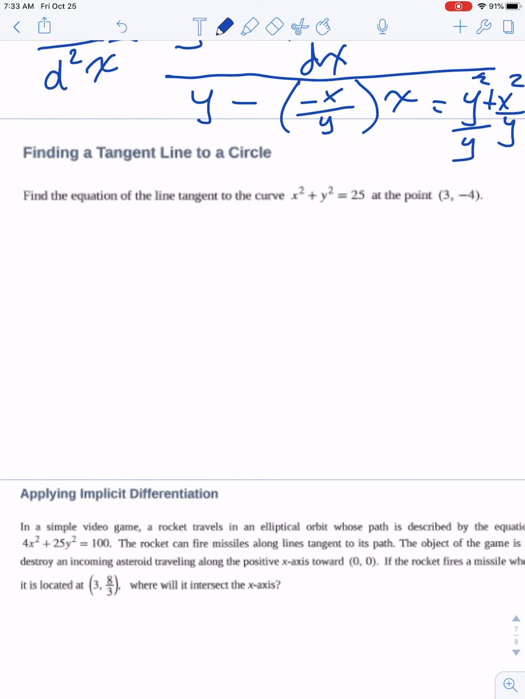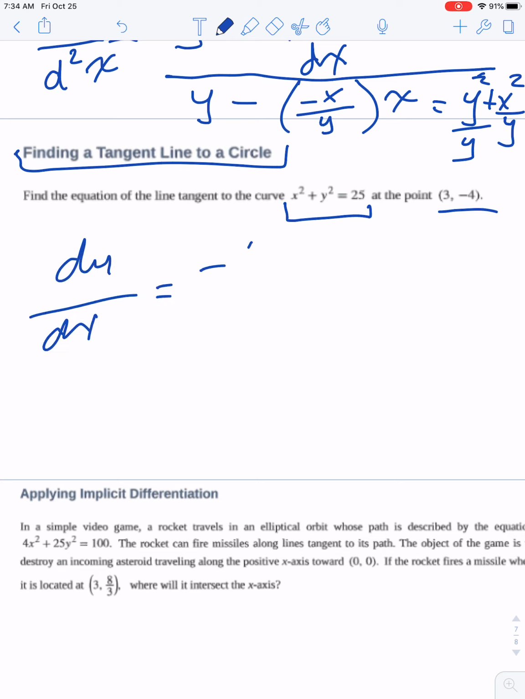Okay, so now let's find the equation of a tangent line to a circle. Again, same problem, but this time we're going to take it one step further. We're going to find the equation of a tangent line at a specific point. So we have an ordered pair that exists on the graph. If at any time you're only given the x-coordinate, you can always plug it back in to evaluate your y-coordinate at that point. We know already, because we've calculated this a few times, that the derivative is equal to negative x over y.